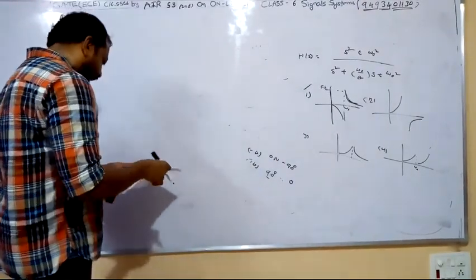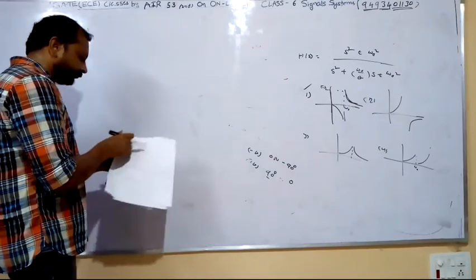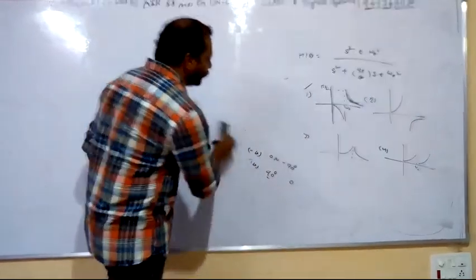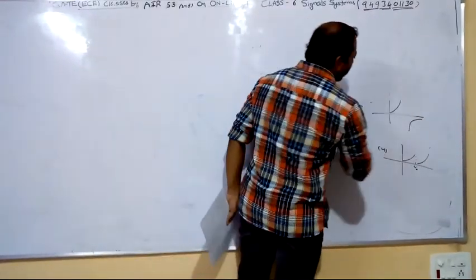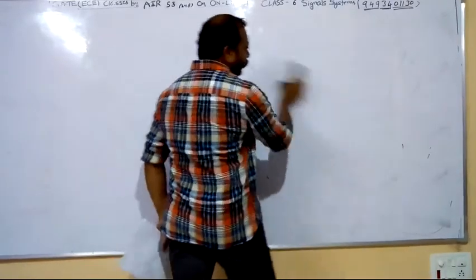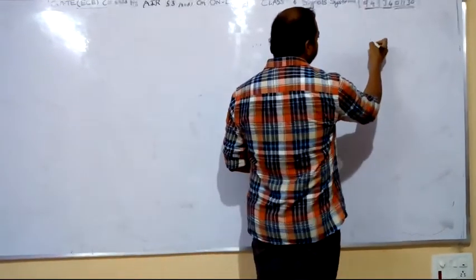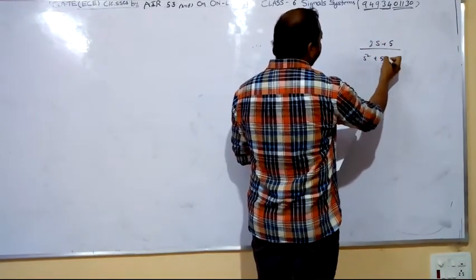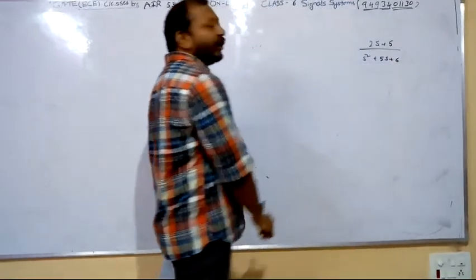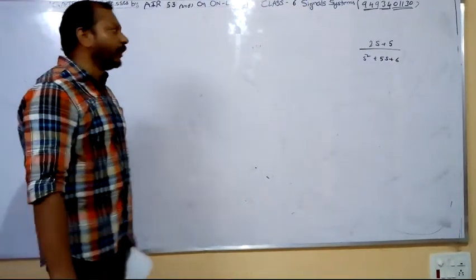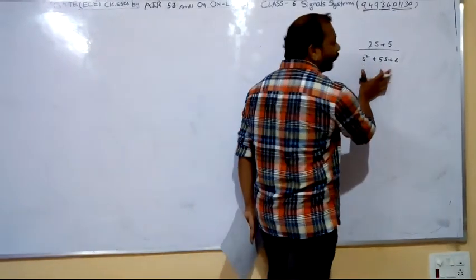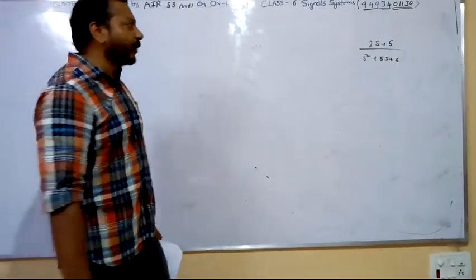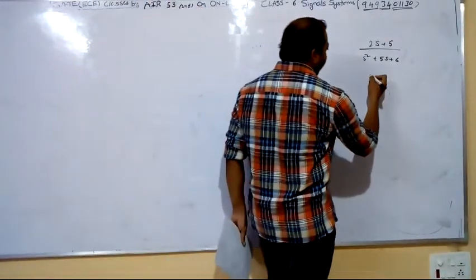Now next one. What is the inverse Laplace transform of 2s plus 5 divided by s square plus 5s plus 6? These type of questions we have already seen. The denominator has to be expressed in the form of s square plus omega naught square.